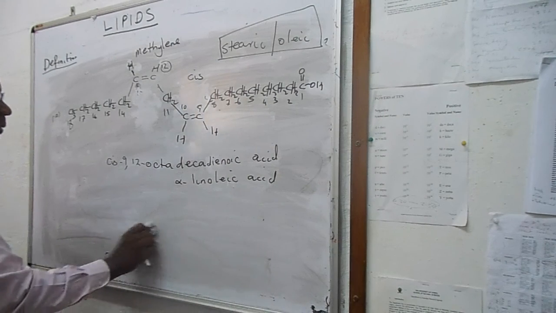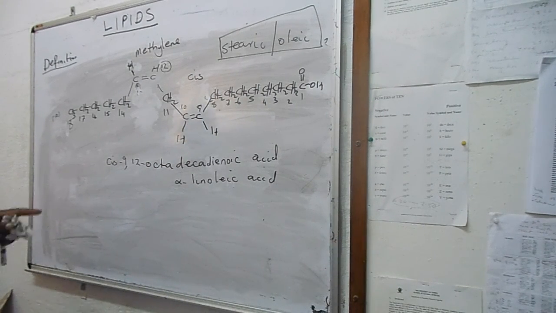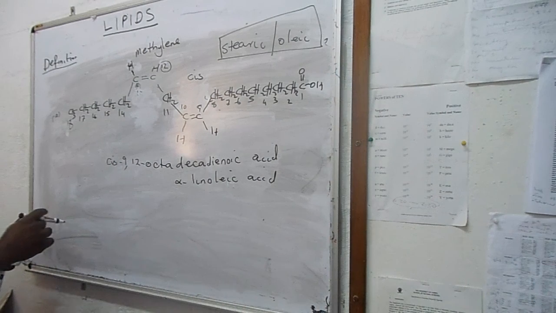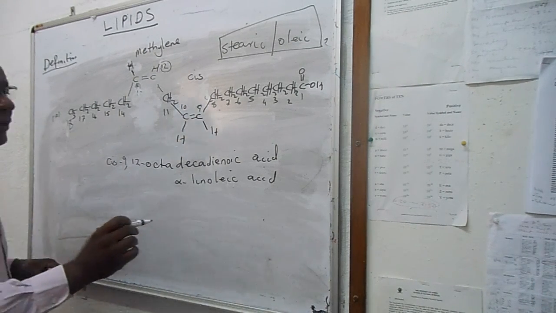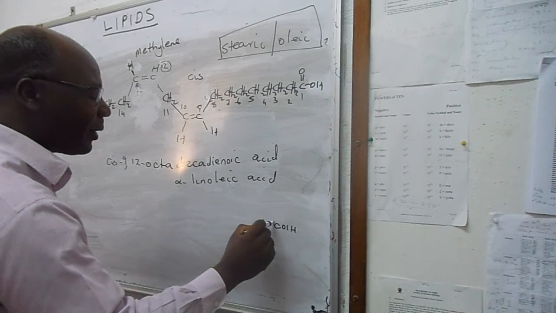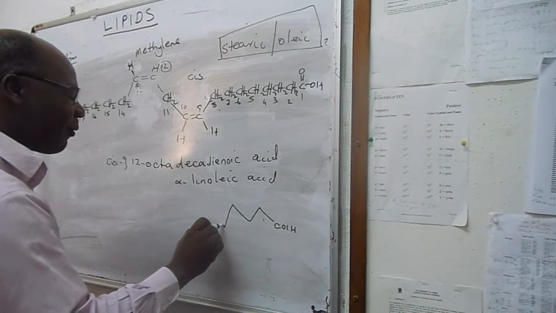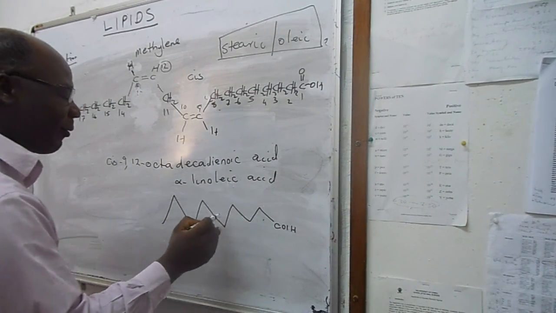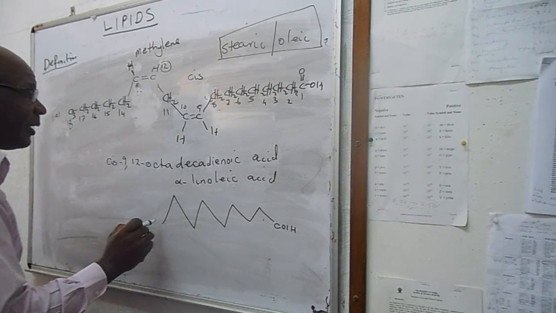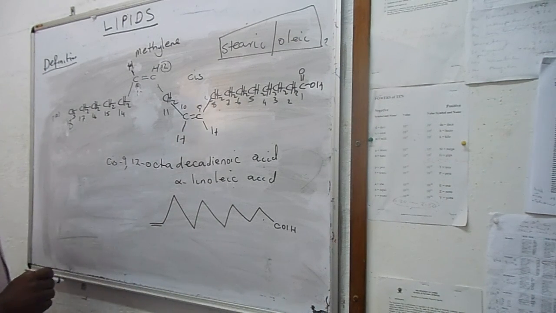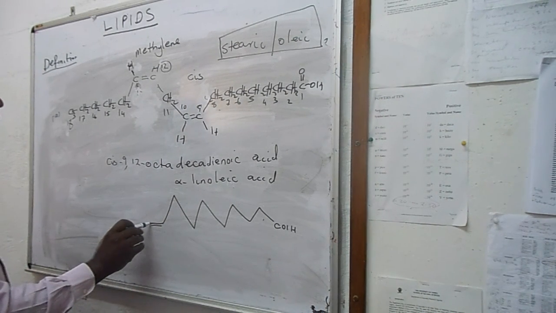Now, this is somehow cumbersome, so we might choose to use the skeletal structure. Starting from the carboxylic acid group, we can say 1, 2, 3, 4, 5, 6, 7, 8, 9. On the ninth one, there is a double bond. Okay, like that. So then we continue.